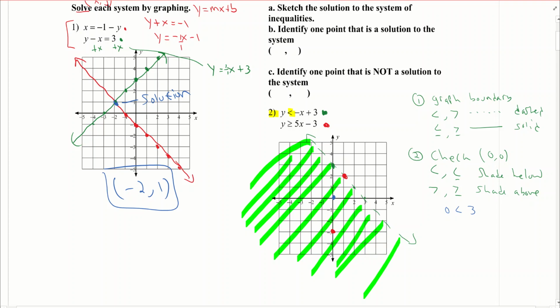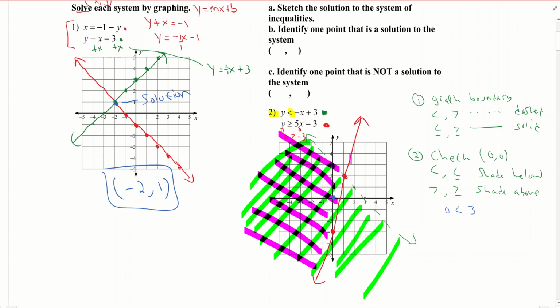This one we see a greater than or equal to symbol, which means this is going to be a solid line. It looks like that. And then again, we could check 0, 0. If I plug in 0, 0, we're going to get 0 is greater than -3, which is true. So again, I want to shade on the side of 0, 0, which is here. So I'm shading all of that.